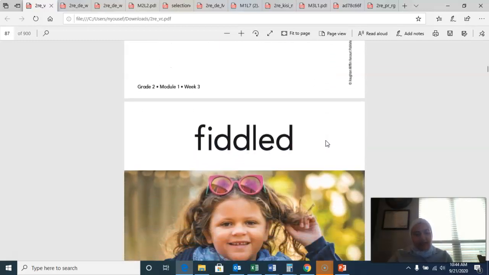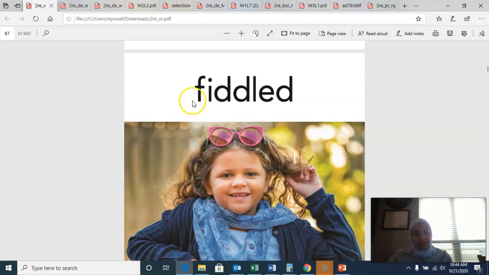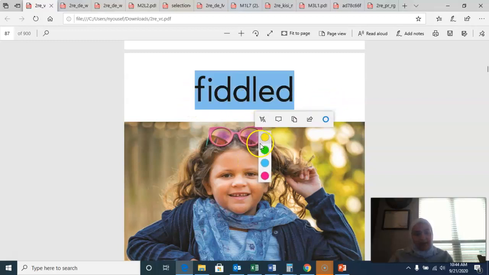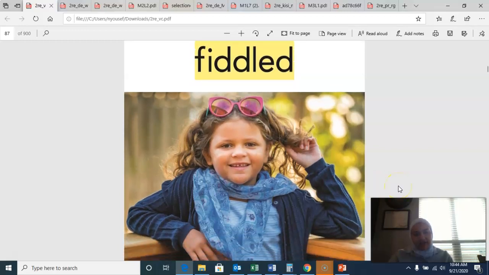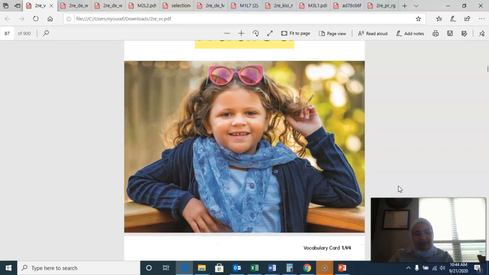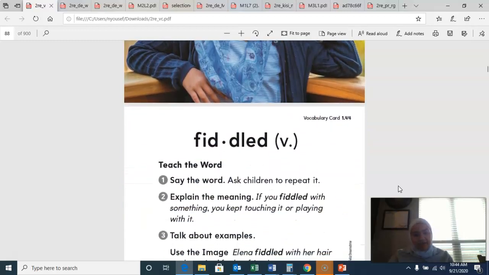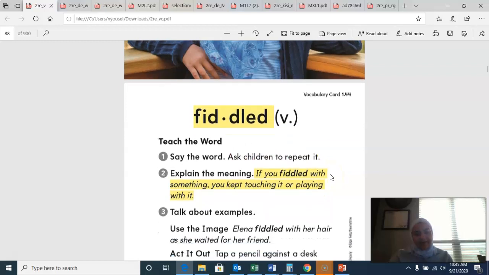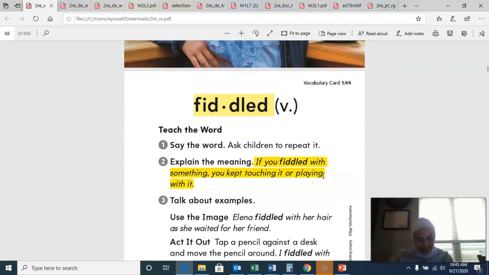All right, the next word is fiddled. Fiddled. The girl here looks like she is playing with her hair, right? She has her hair in her hand and she's playing with it. If you fiddled with something, you keep touching it or playing with it. So if the girl is fiddling with her hair, she is continuing to touch it and to play with her hair. The girl fiddled with her hair. Fiddled.